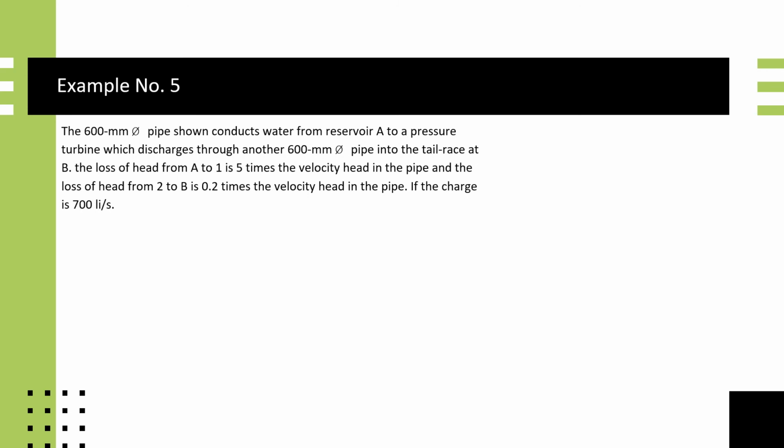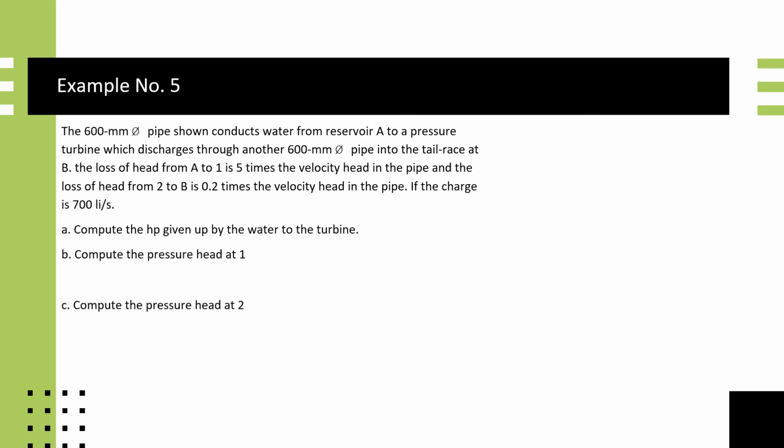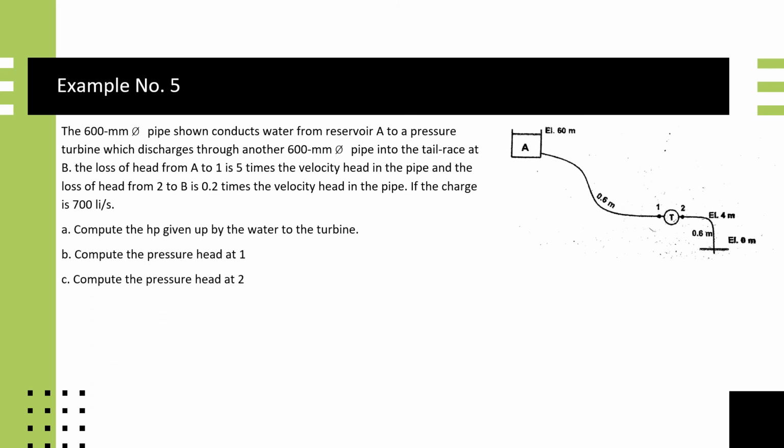Okay, example number 5. Yan. So, ipakita mo na natin lahat. Yan. Ito yung figure. So, basahin ko lang muna. The 600 mm diameter pipe shown conducts water from reservoir A to a pressure turbine which discharges through another 600 mm diameter pipe into the tail race at B. Okay? Ito yung B. So, yan lang natin dahil nakalimutan kong ilagay.